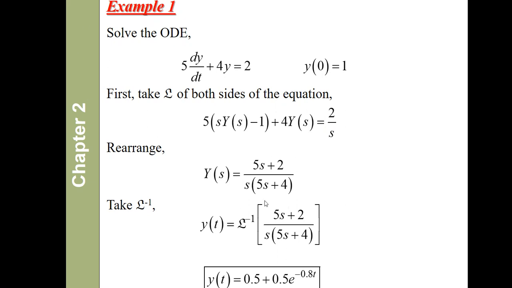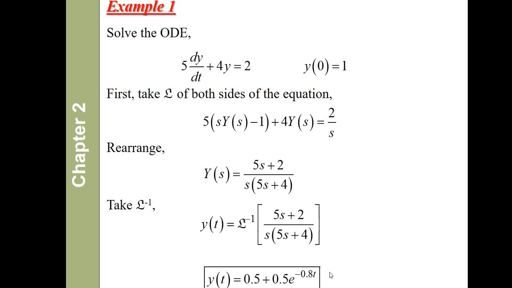The next step will be converting our algebraic expression into a rational expression on the right and a single term on the left, which is the function of s of your unknown function. We can find the y of t for this expression using the method of partial fractions also, and that should give you 0.5 plus 0.5 e raised to negative 4t.